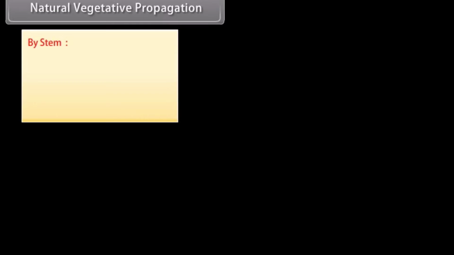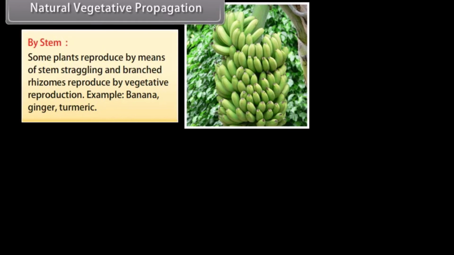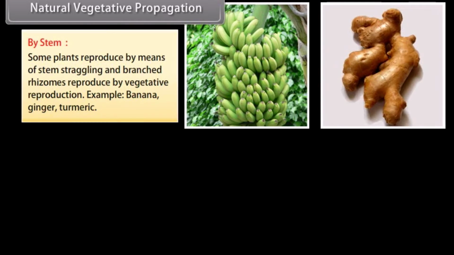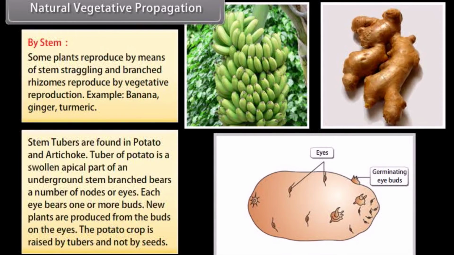By stem. Some plants reproduce by means of stem straggling, and branched rhizomes reproduce by vegetative reproduction. Example banana, ginger, turmeric. Stem tubers are found in potato and artichoke. Tuber of potato is a swollen apical part of an underground stem branched, bears a number of nodes or eyes. Each eye bears one or more buds. New plants are produced from the buds on the eyes. The potato crop is raised by tubers and not by seeds.